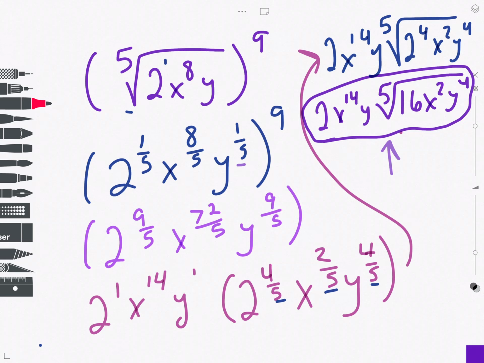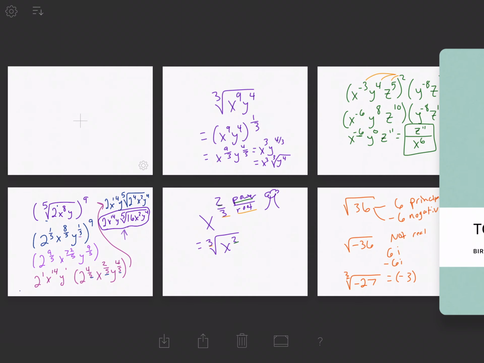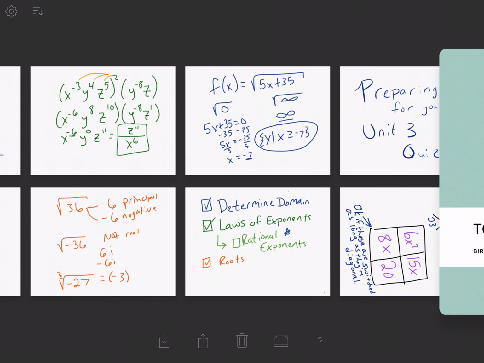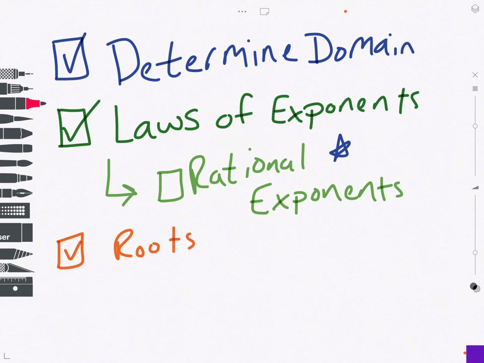That the rational roots there, or fractional roots, just kind of help you out with that as another strategy. So that's the last thing. If you can do all of these things, you are ready for your quiz.